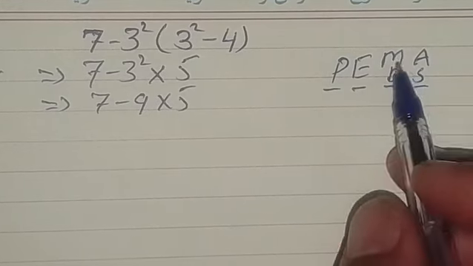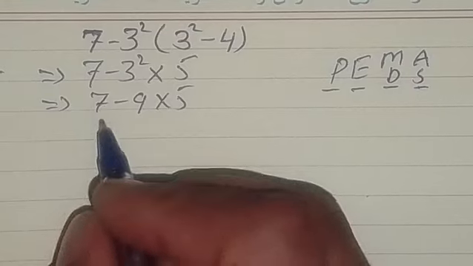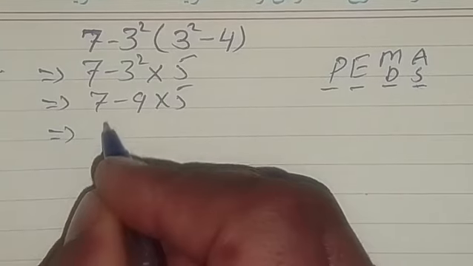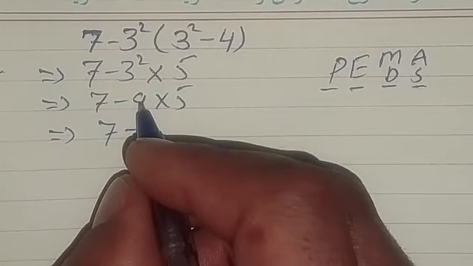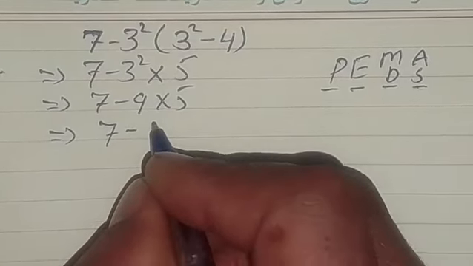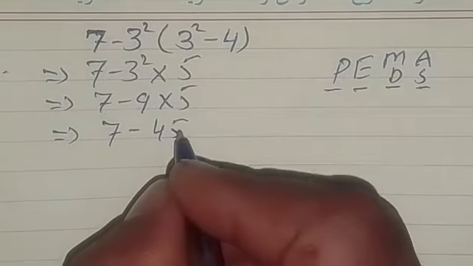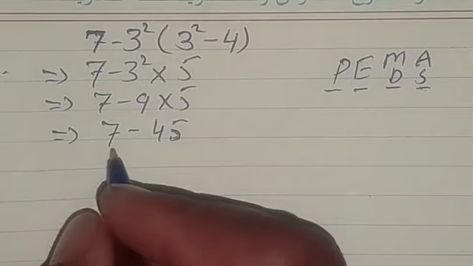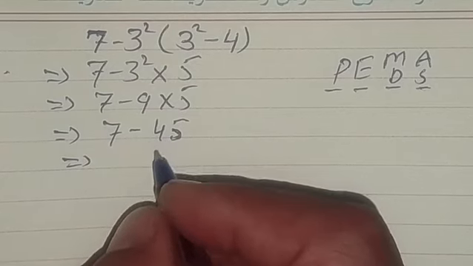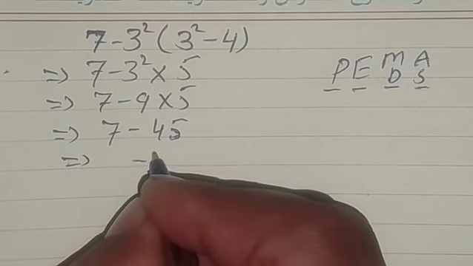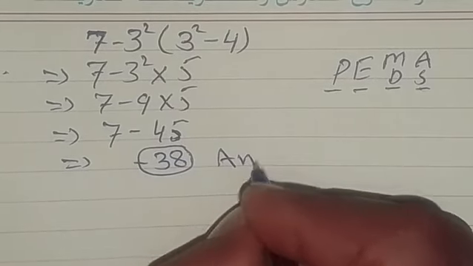According to the rule, first we solve multiplication, then we solve subtraction. So 7 minus 9 times 5, which gives us 45, and 7 minus 45 gives us minus 38. So the final answer is minus 38.